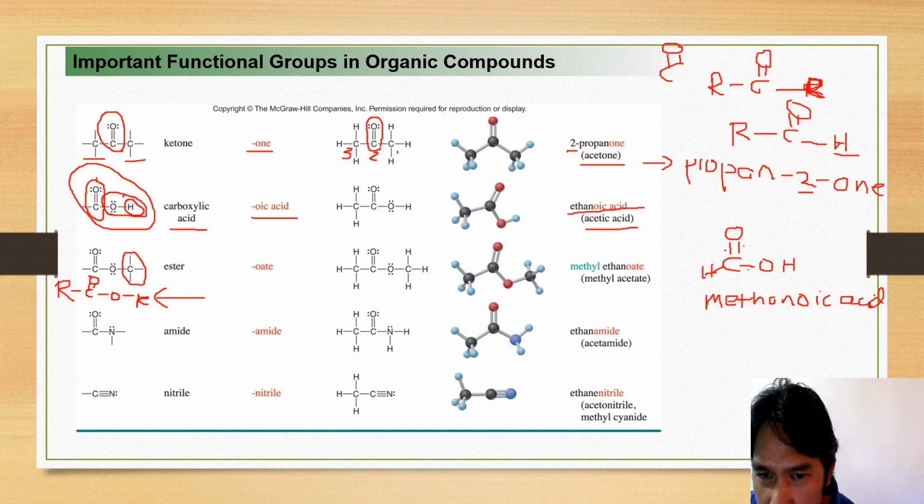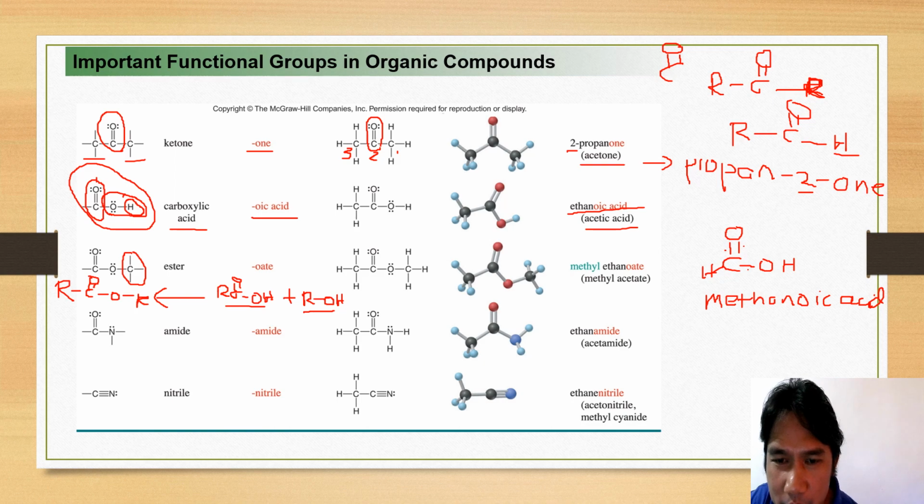Ester is formed between the reaction of carboxylic acid, take note, I write here the general formula of carboxylic acid, plus alcohol. So next time when you are asked how ester is formed, it's due to the reaction or combination of a carboxylic acid and alcohol.